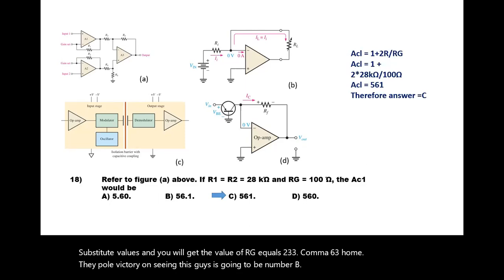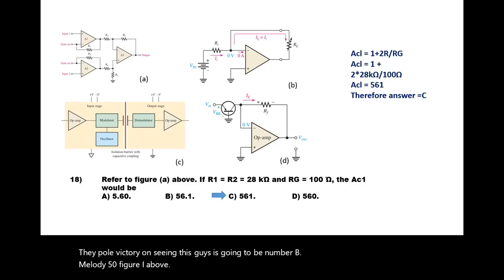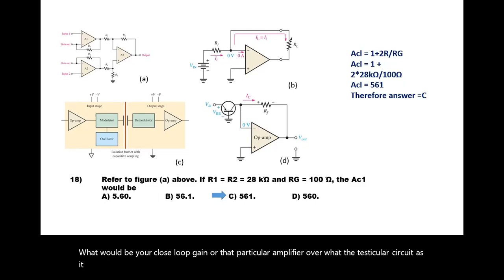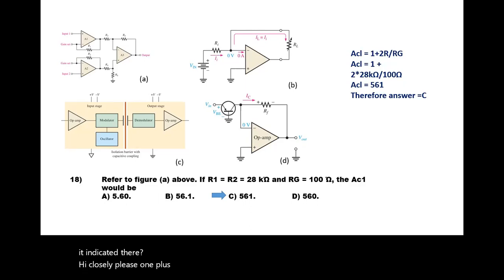Now I refer to figure A above. R1, R2 is 28K. RG is 100 ohm. What would be the closed loop gain of that particular amplifier, of that particular circuit as it's indicated there? A closed loop is 1 plus 2R divided by RG. That's 1 plus 2 multiplied by 28K divided by 100 ohm. So A closed loop is 561. So therefore the correct answer in this case is going to be C.